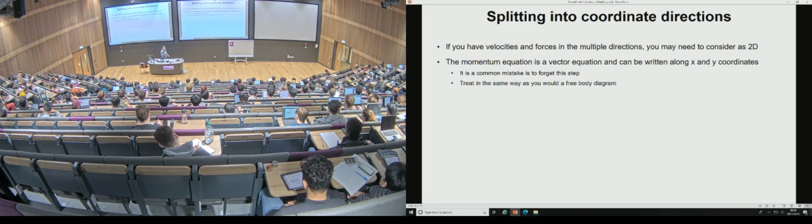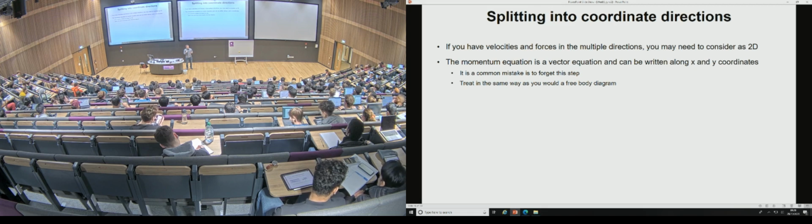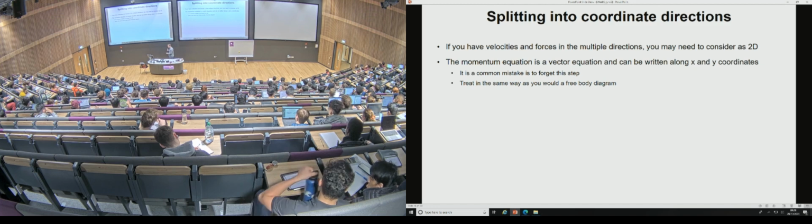Okay. So while most of the analysis that you're going to be doing is 1D, there will be instances where you're presented with situations that require you to make simplifications in 2 dimensions. The process for that, just like any other analysis, is a free body diagram, which is essentially what this is, to split it into the coordinate directions, recognizing that the momentum equation is a vector equation.